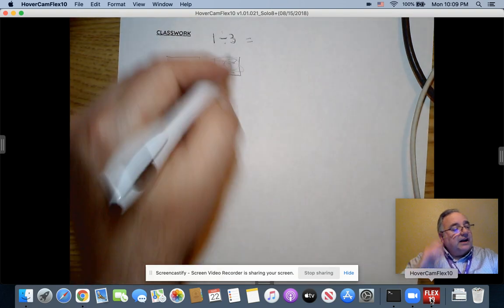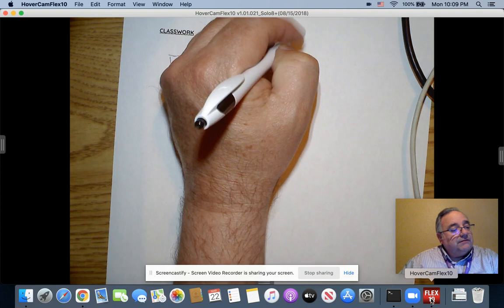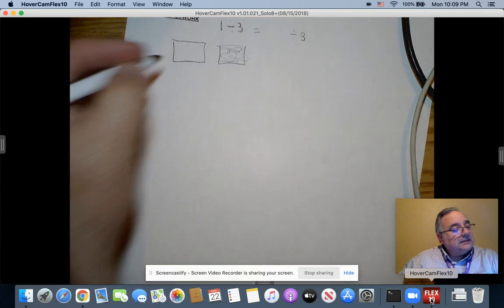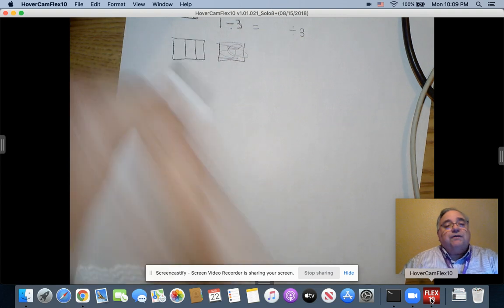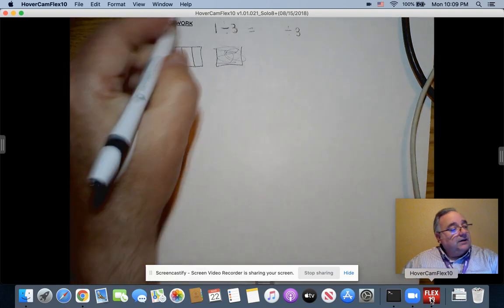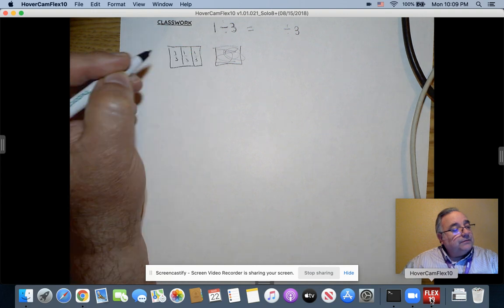So I know that this is my units. So I'm gonna go ahead and put divided by three over here. So I'm going to cut this cracker into three. Hopefully that's what you did there. You know that this is one-third, one-third, and one-third.